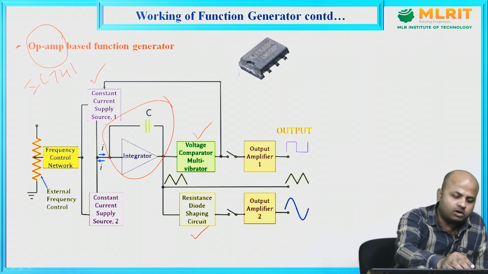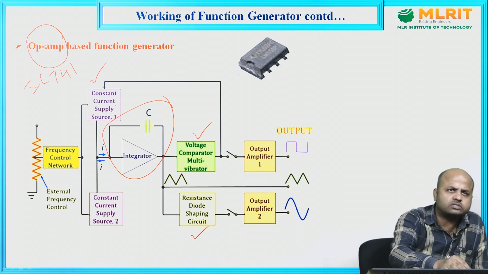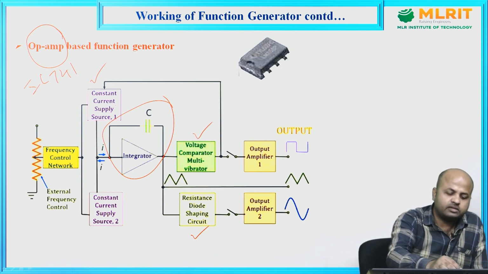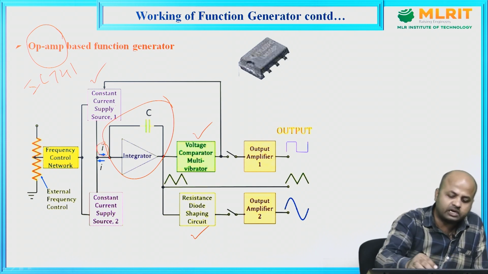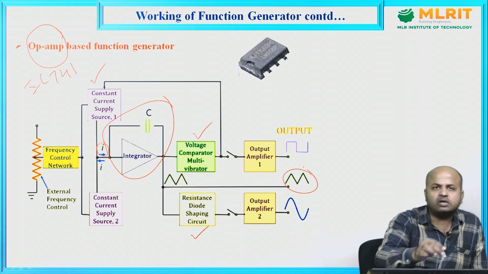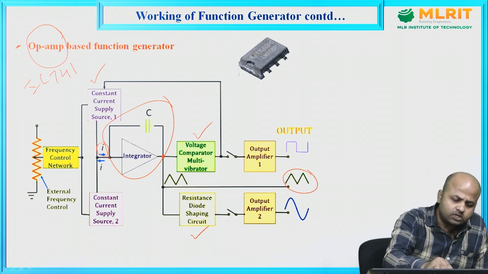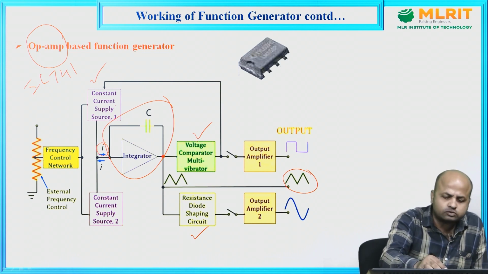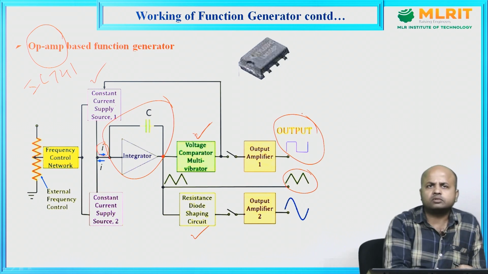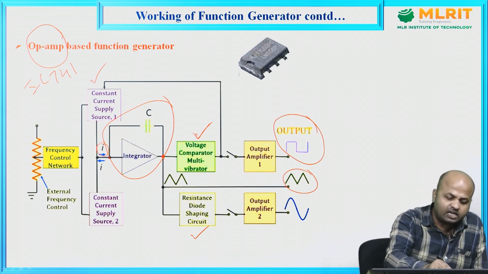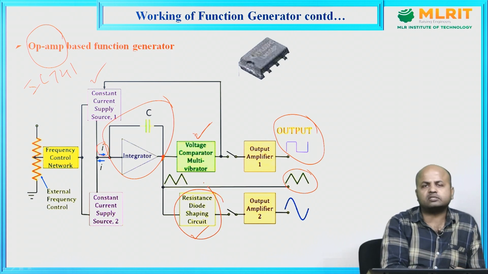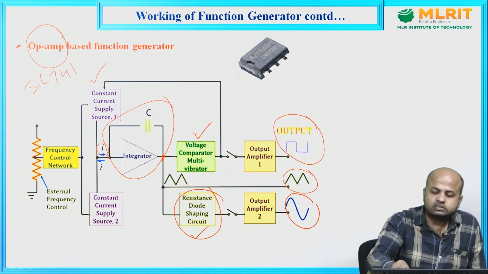So first of all, this constant current is integrated, and if this current is integrated, we will get the triangular wave. If this triangular wave is passed through the voltage comparator, you will get one square wave. If we pass this triangular wave through a resistance diode shaping circuit, we will get a sine wave.